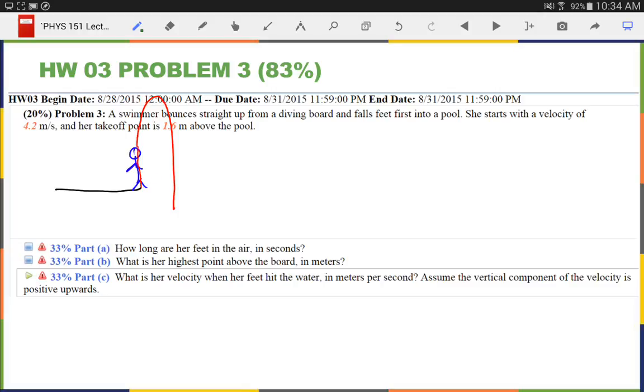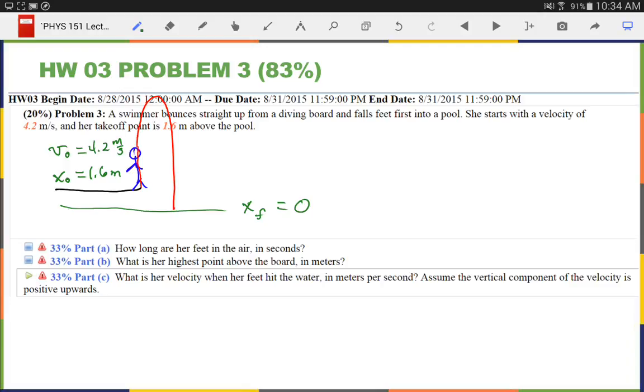So I know that she starts 1.6 meters above the pool. So I'm going to have x initial is 1.6 meters. And she also starts with a velocity of 4.2 meters per second. So I'll put v initial equals 4.2 meters per second. And, of course, she's going to land at the pool, so she'll have x final, and I'm going to put a subscript final, is equal to 0.